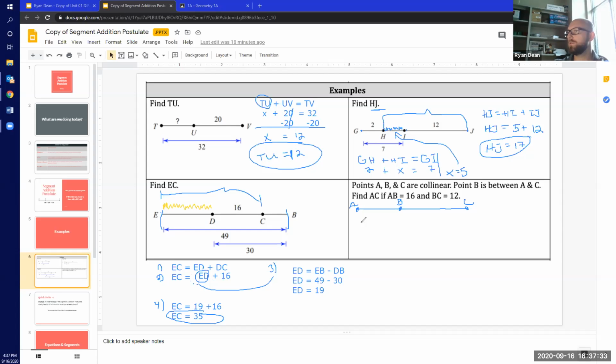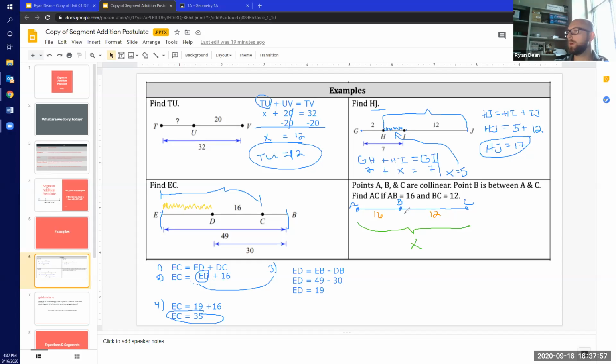So they want us to figure out what AC is. So I'm going to do AC right here in green. They want us to figure out what this is. So I'm just going to call it X. X again is just a placeholder. And then I'm going to take what I know, which is AB is 16 and BC is 12.